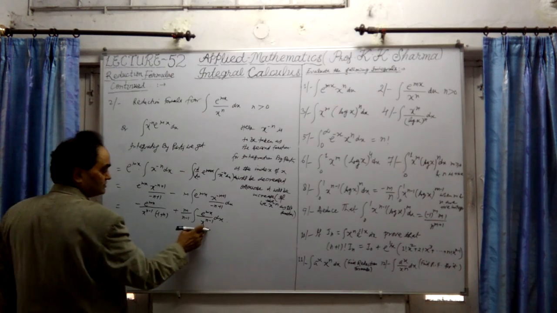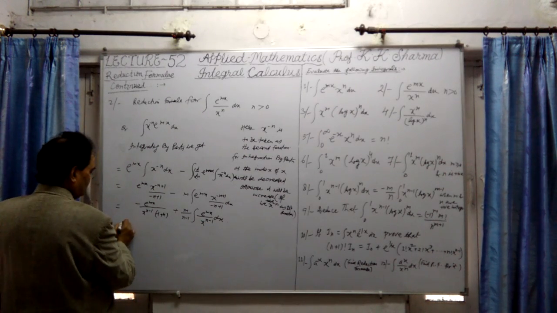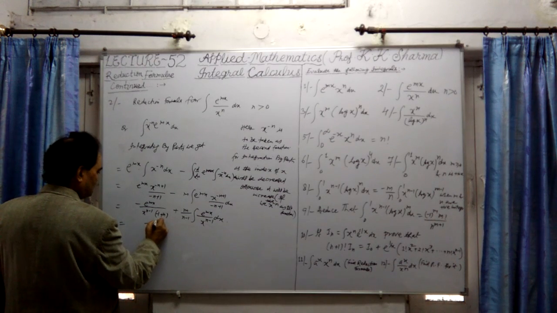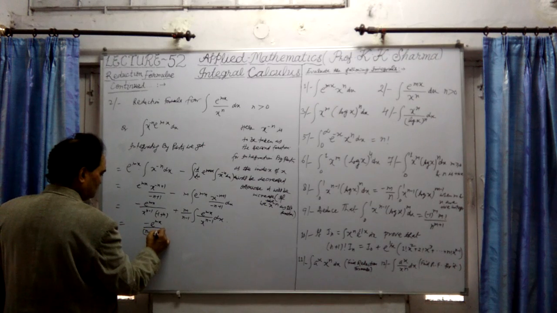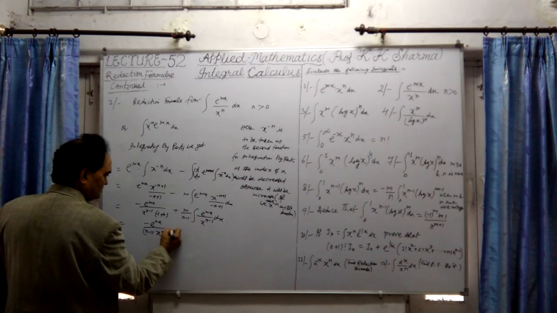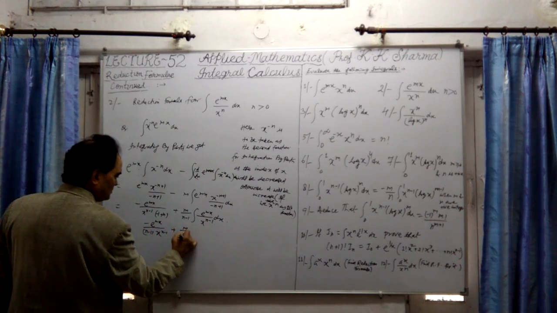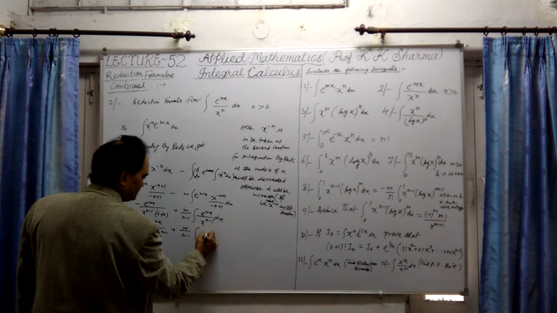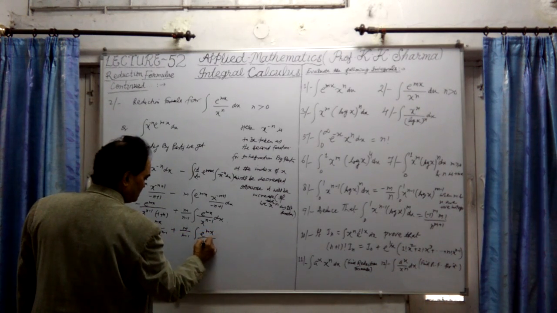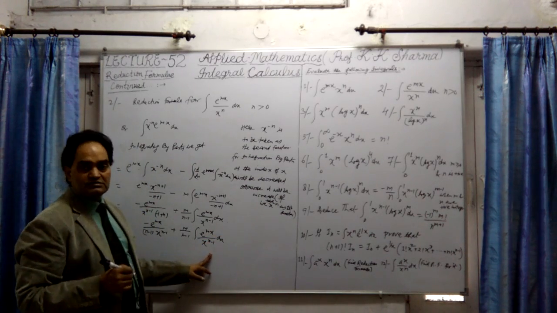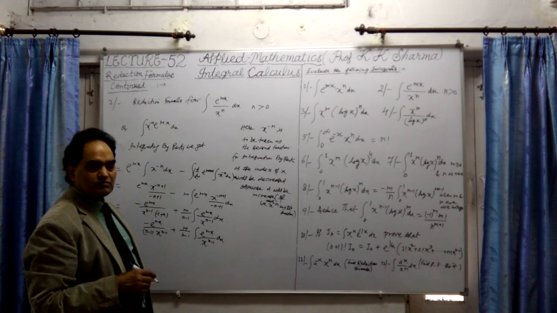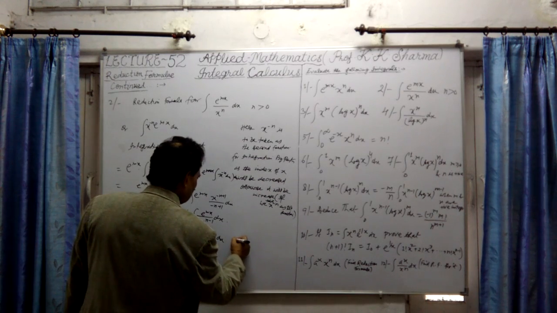Now this is the reduction formula. Let me further write it down: minus e raised to the power mx upon n minus 1 into x raised to the power n minus 1, plus m upon n minus 1 times the integral of e to the power mx upon x raised to the power n minus 1 dx. Now here the power of x is decreased. This is the required reduction formula.